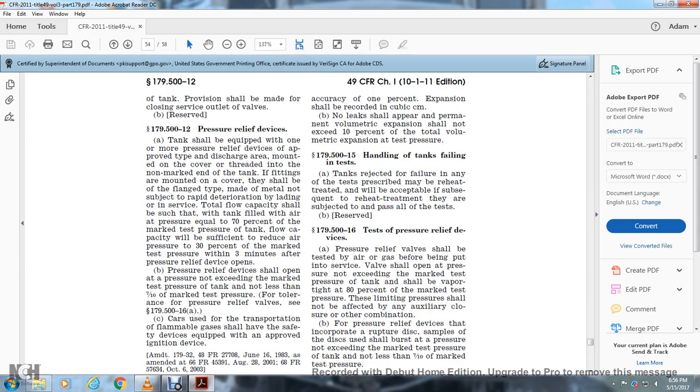179-512 Pressure relief device. The tank shall be equipped with one or more pressure relief devices of an approved type, of the discharge area, mounting of the out and the cover, then threaded into the non-marking end of the tank. And the fittings are mounted on the cover. They shall be of a type of metal not subject to rapid deterioration.